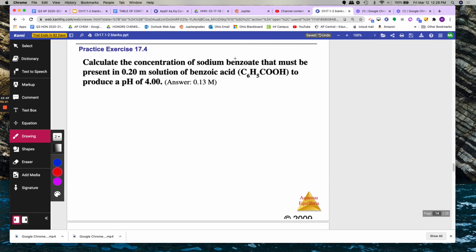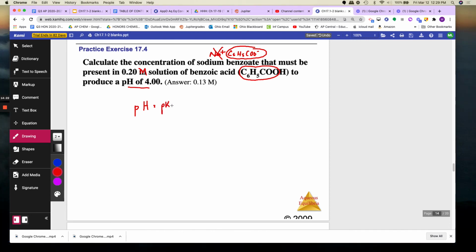Calculate the concentration of sodium benzoate. So here, Na+. Benzoate must be this right here, because that's benzoic acid, so that must be the benzoate ion, C6H5COO-. So that is what I'm concerned about. I can ignore that. That must be present in 0.20 molar solution of benzoic acid to produce a pH of 4. So I'm going to use the Henderson-Hasselbalch equation, pH equals pKa plus log of base over acid. You want a pH of 4, so put that here.